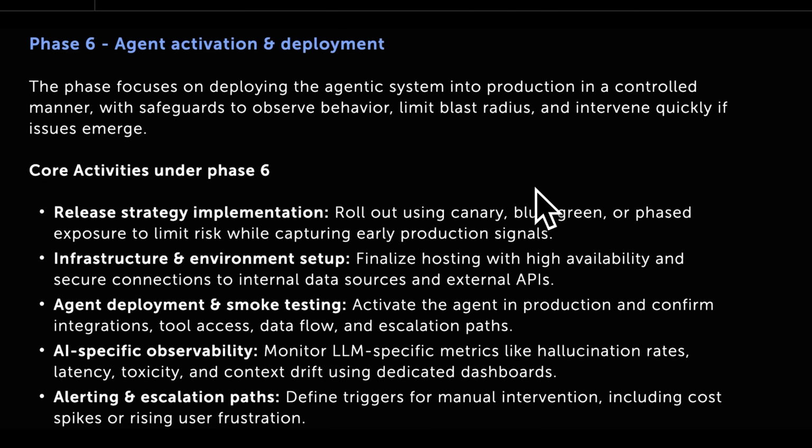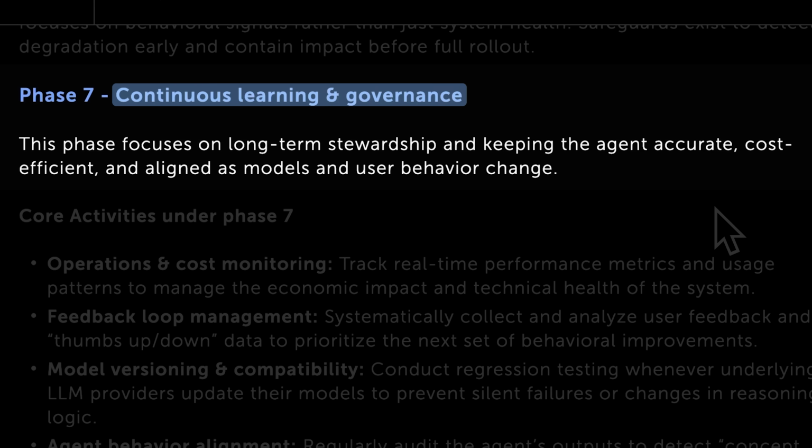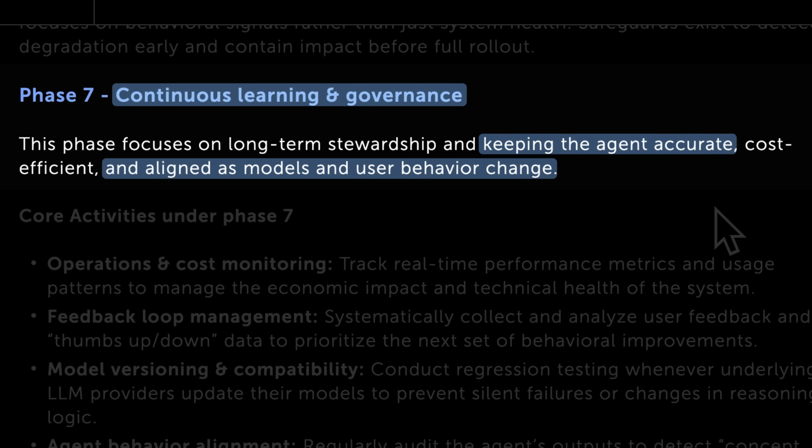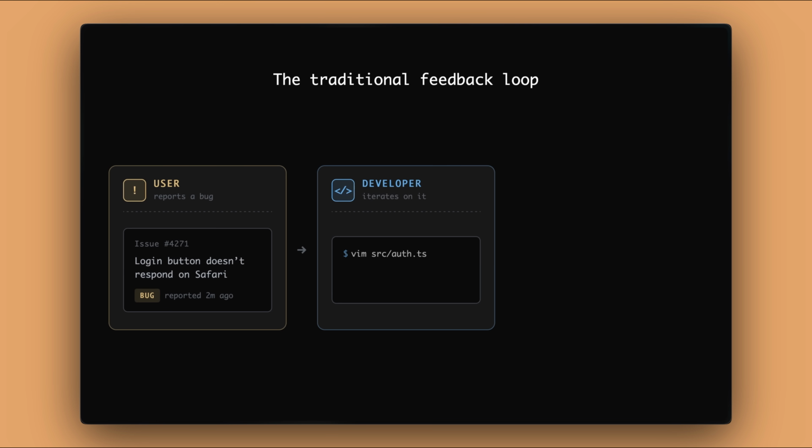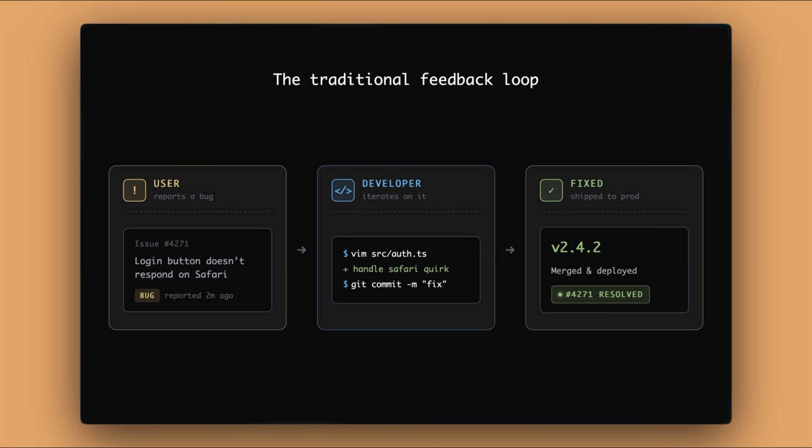After implementation has gone through all the processes, it becomes an ongoing cycle of maintenance, continuous learning, and growth. This is an important stage because it keeps the agent accurate and aligned with real-world needs. With traditional systems, feedback loops are relatively simple. A user reports a bug, and a developer iterates on it and fixes it.